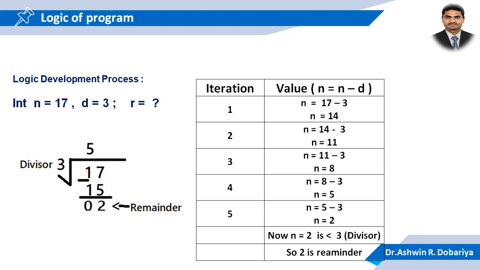Friends, we know that this kind of remainder we can get using modulus, the percentage symbol. Then why do we have to write this kind of program? The purpose of this program is only to apply logic, to develop the logic, right? What exactly is the internal process, and how can we get it with the help of our code? This is a very simple logic, and we will also discuss this logic using Turbo C.